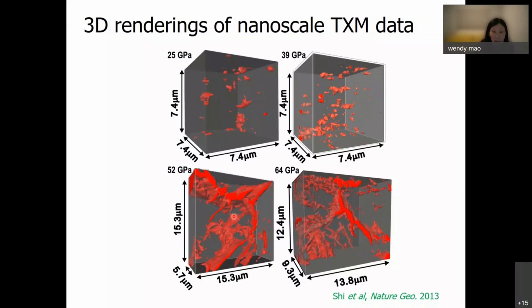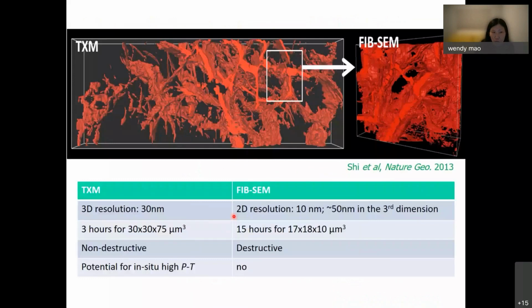Right. And then we compare these TXM results to a serial sectioning approach using the FIB SEM. This is where you take an SEM image, FIB off a layer, SEM image, FIB off a layer, SEM image, FIB off a layer, and then you can reconstruct all of these 2D SEM images into a 3D object. So in terms of resolution, these two techniques are similar. You do get a little bit higher resolution in the SEM in the 2D layer, but then you lose some resolution in the layer you're FIBbing off.